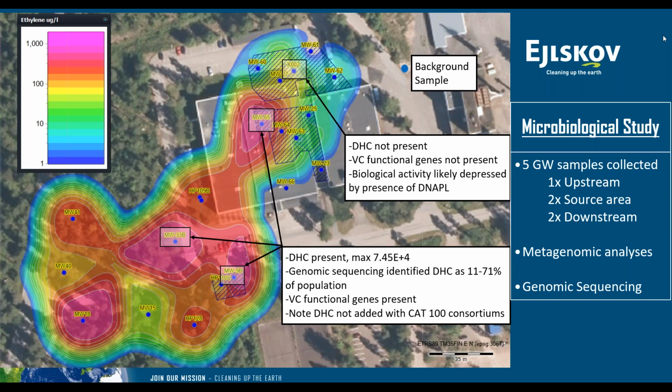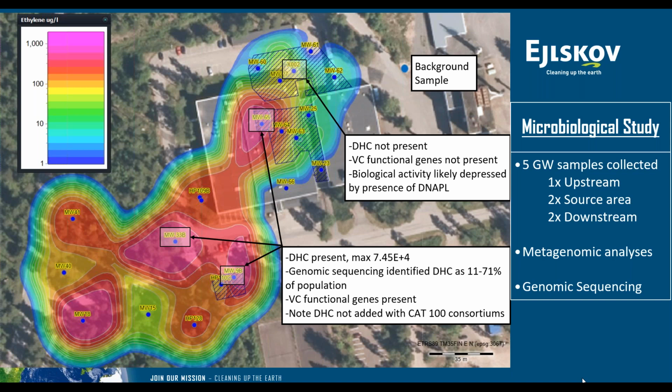Things changed quite a bit in the 3 wells that are downgradient, which I tried to summarize. DHC was present in all 3 of those. The max detection was 7.45 times 10 to the 4 cells per mil. And what was very interesting is that the genomic sequencing identified DHC as one of the top 3 species identified, from 11 to 71% of the population, and vinyl chloride functional genes were present in all 3 of those wells as well.